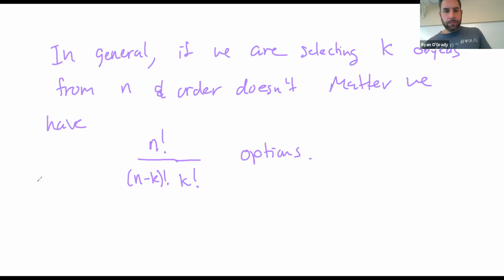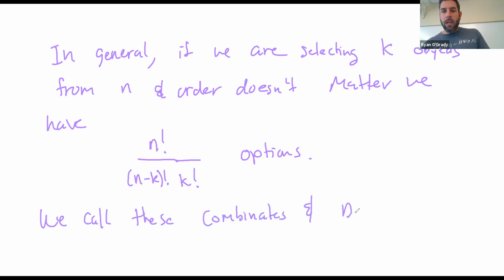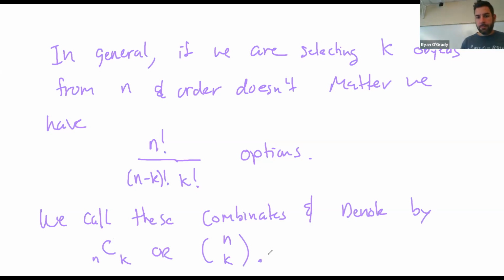So we call these combinations and denote by C sub NK, or we use this. It looks like a fraction, but it's not. It's N over K in these parentheses. I guess I should spell this correctly.